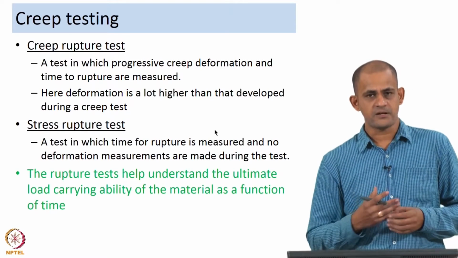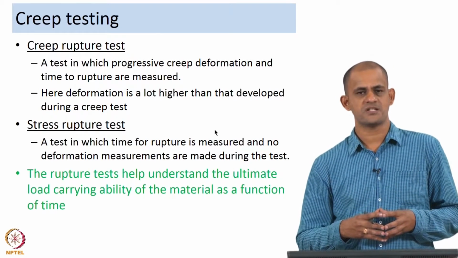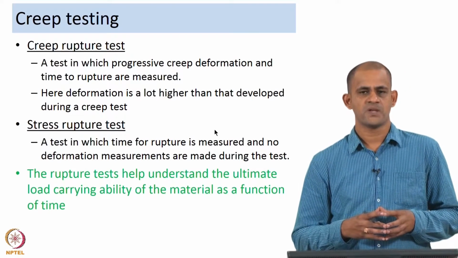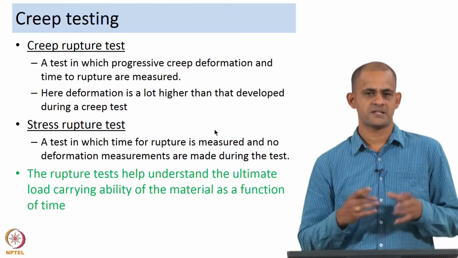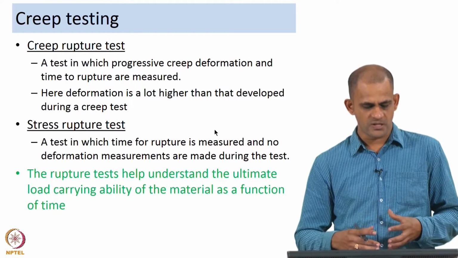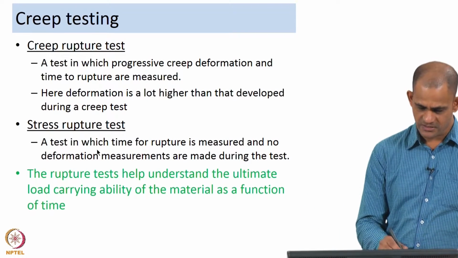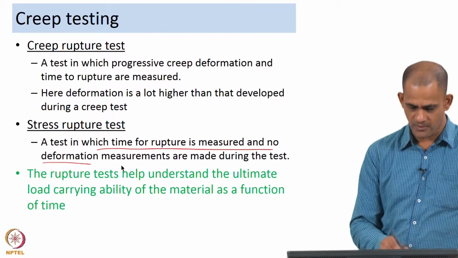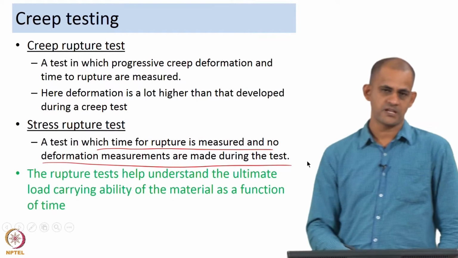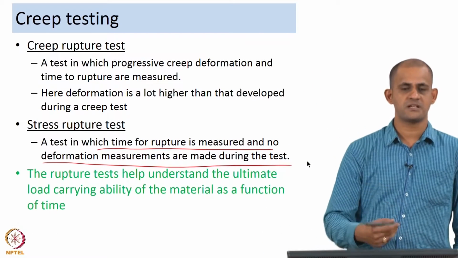And a variant of the creep rupture test is the stress rupture test, and in this type of test, the only measurement is the time to rupture. So, a stress rupture test is a test in which time for rupture is measured and no deformation measurements are made during the test.